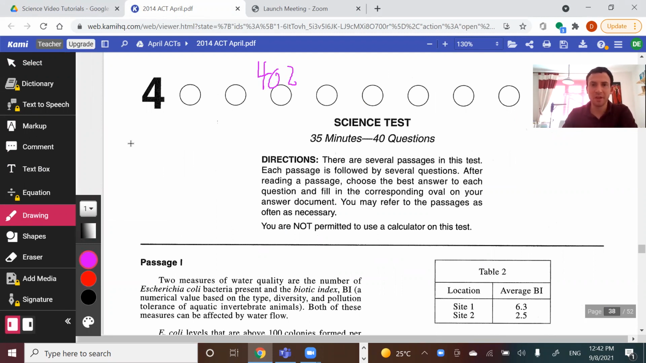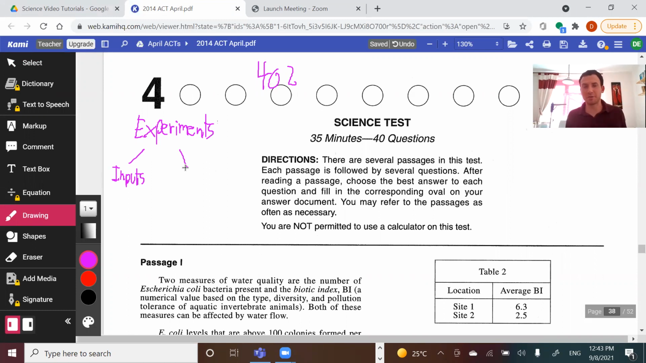As I covered in the previous video, 5 out of 6 of the passages are just looking at experiments and being able to diagnose your inputs, which are your independent variables, and then your outputs, which are your dependent variables, and how they're related, and being able to understand the relationship briefly through the chart.